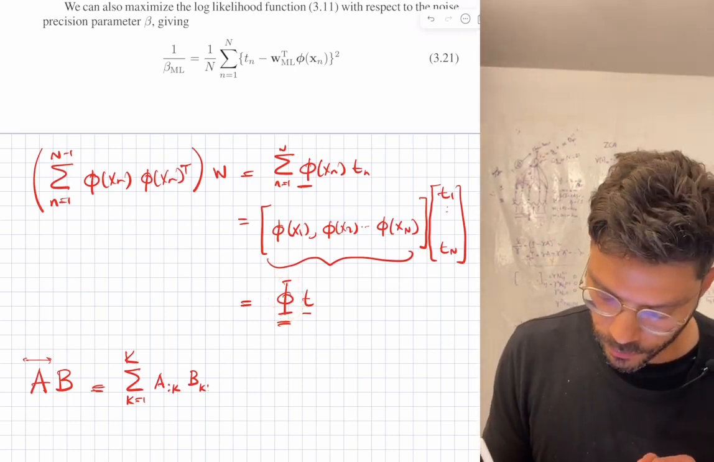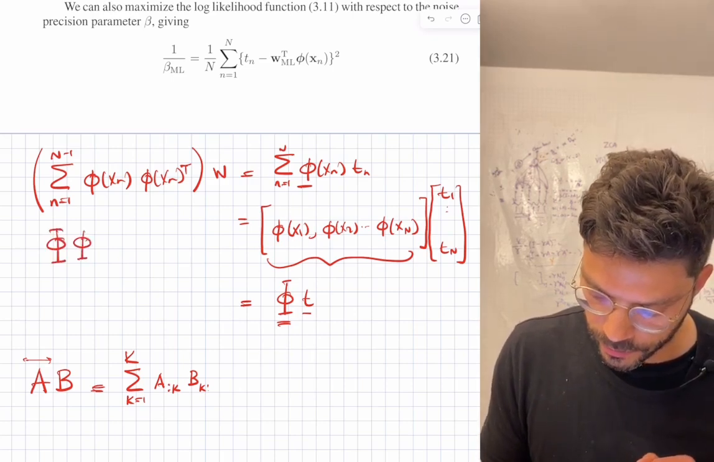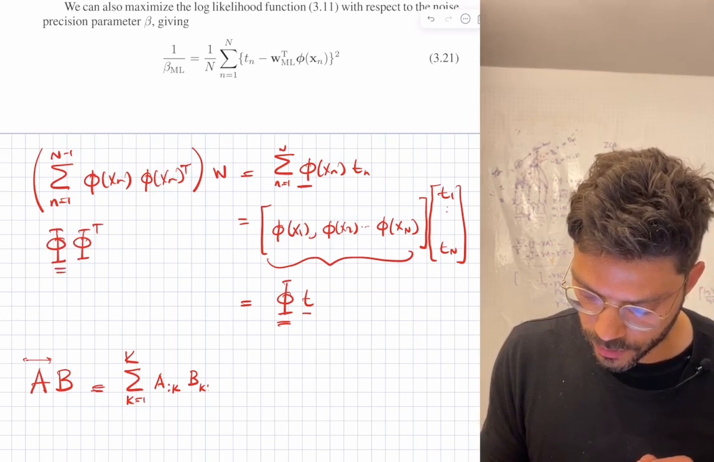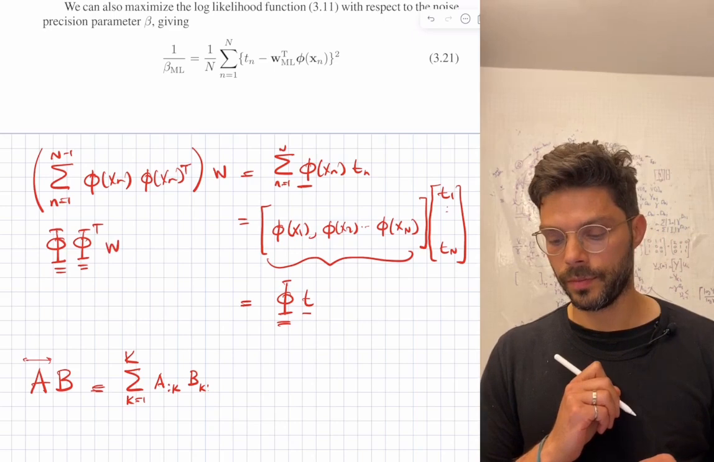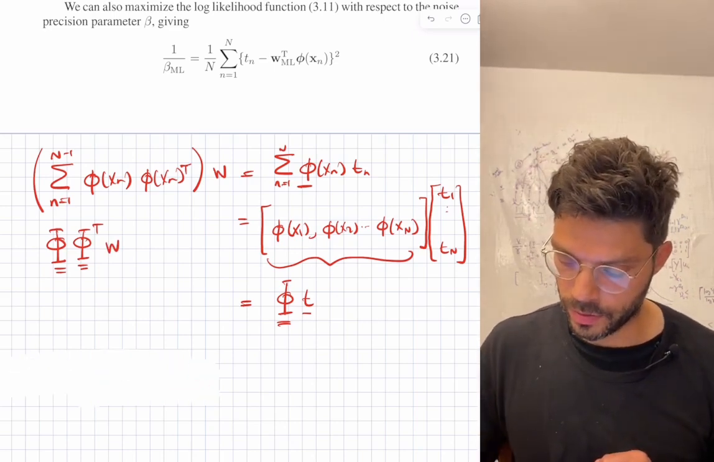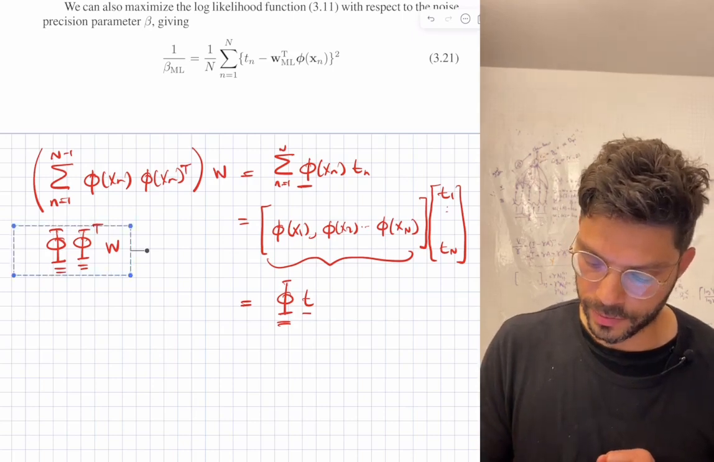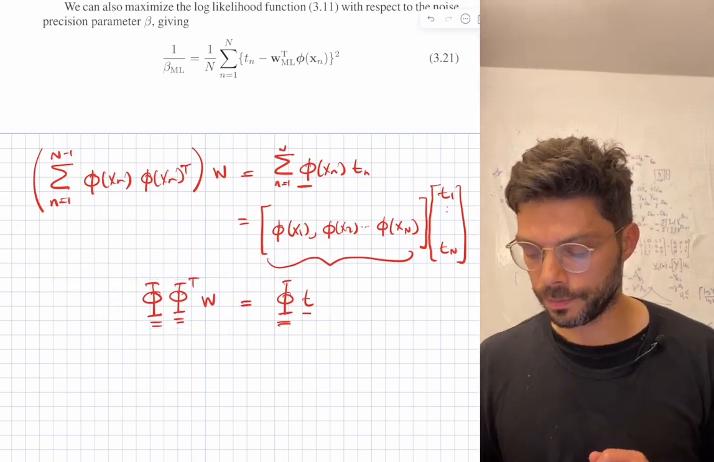So you can just write this as phi transpose of W. Okay, so we'll just bring that down here, and we get this equation.